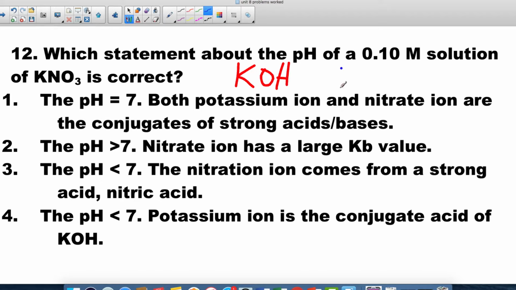Take the NO3, drop an H in front of it. HNO3 is a strong acid. That means the NO3, the conjugate base of it, is pretty much worthless. Since they're both worthless ions, the pH would be equal to 7.